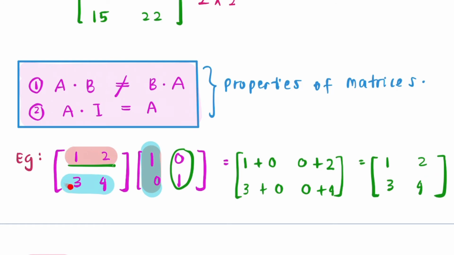So we have a demo here. Let's say this is matrix A, this is your identity. So when you multiply this up, you will find the same answer as A. So that's why A times I is equal to A. If you flip them up, I times A, you also get the same thing, which is matrix A.